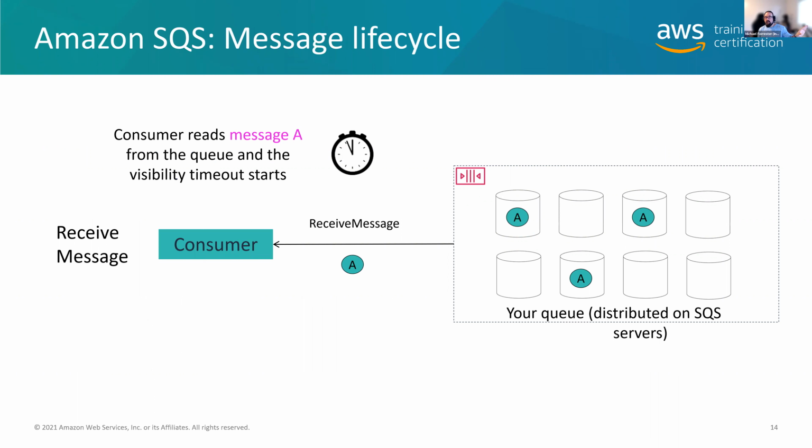Okay, so that was sending a message. Let's say a consumer wants to receive a message. A reminder that once a message is read, it's still in the queue until it's been deleted. That way, if the consumer never comes back to delete it, the message becomes visible again. This guarantees at-least-once processing.